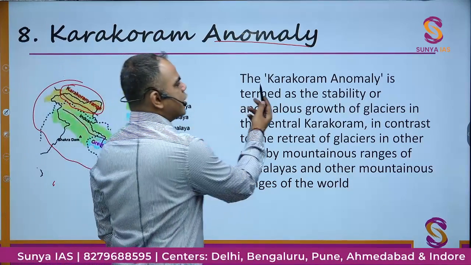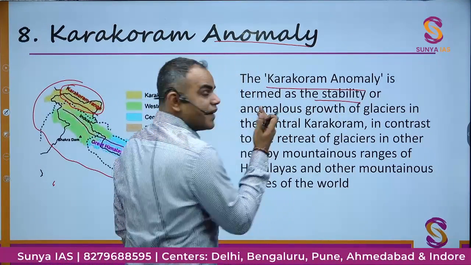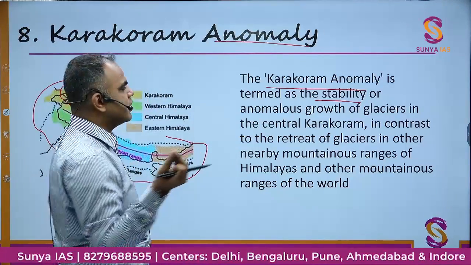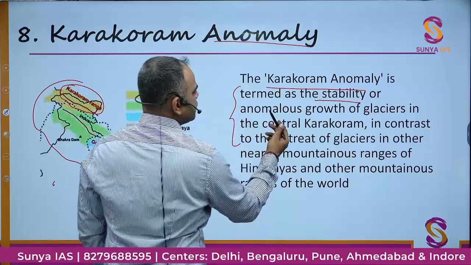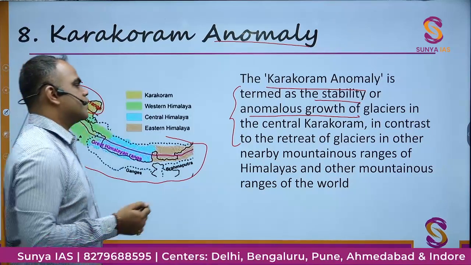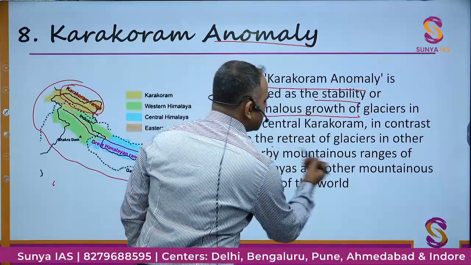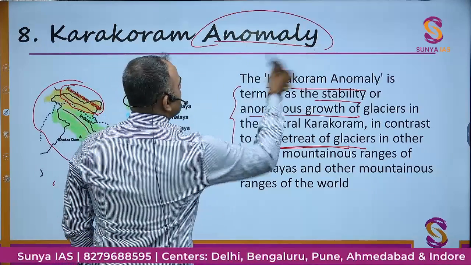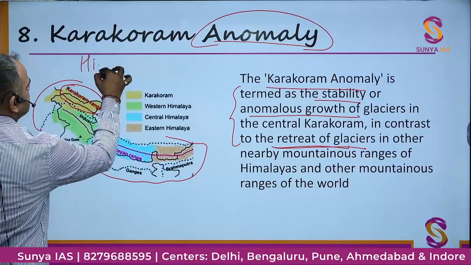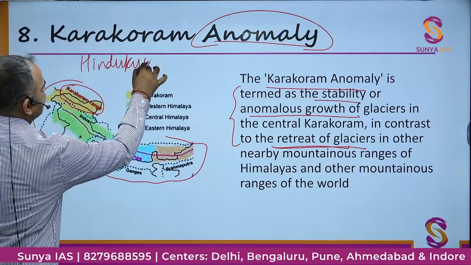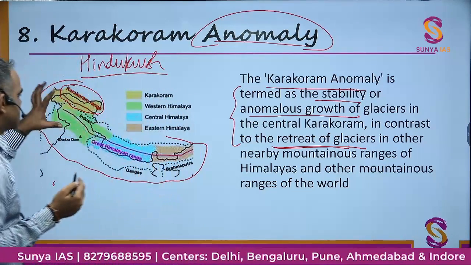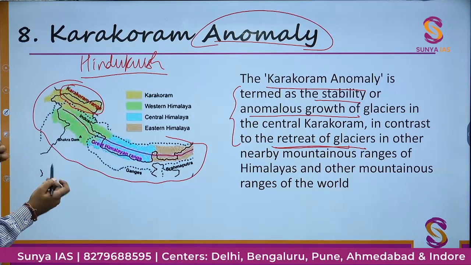So what is the Karakoram anomaly? Stability, or in fact the growth of glaciers. Okay, overall we're seeing the decline of glaciers, right? So here it is the opposite. So anomalous growth of glaciers in the central Karakoram region, that is one, because everywhere you are seeing a retreat of glaciers. This is why this is termed as an anomaly. Okay, so this Karakoram anomaly or the Hindu Kush region. Okay, so do this both from an environment and also from a geographical perspective. Even these ranges, etc. can be asked from you, where this anomaly is exactly occurring.